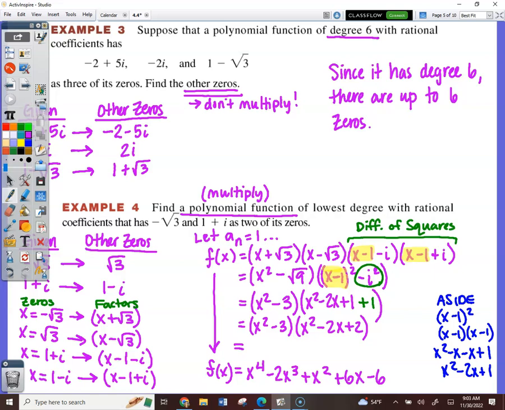Do you have 2x squared minus 3x squared? Yeah. Okay. I have 2x squared minus 3x squared, but I wrote positive.